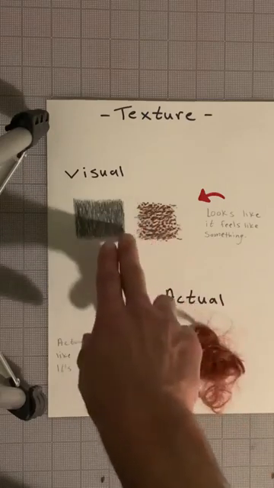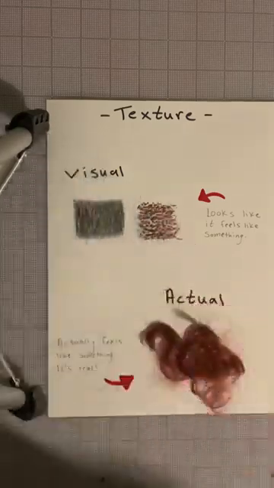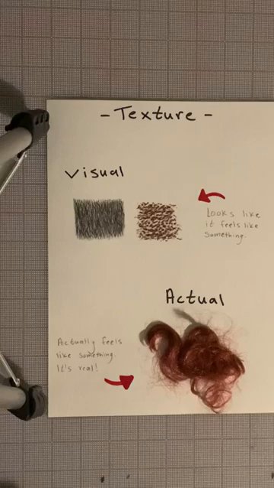So it looks like it feels like something, but when I touch it, it just feels like the paper because it's a drawing on paper. So that is visual texture. It looks like it feels like something.